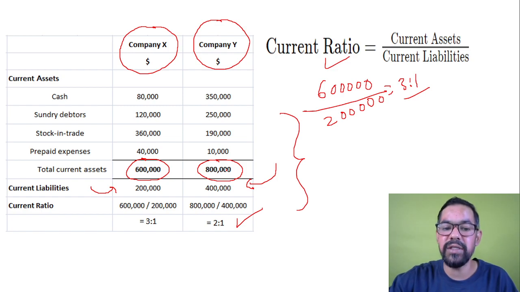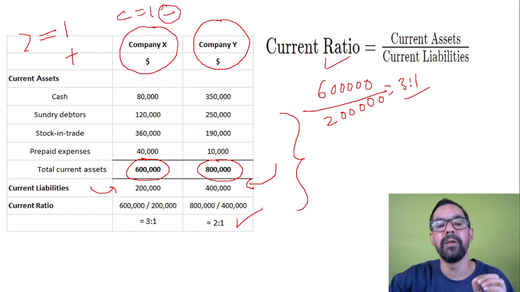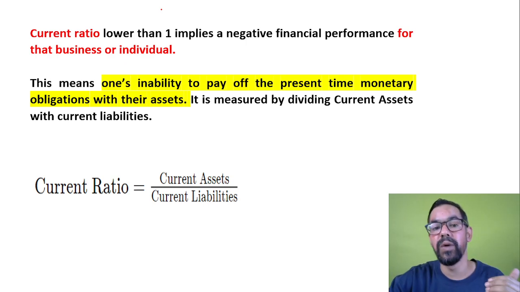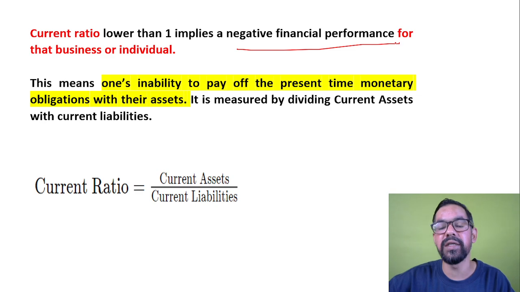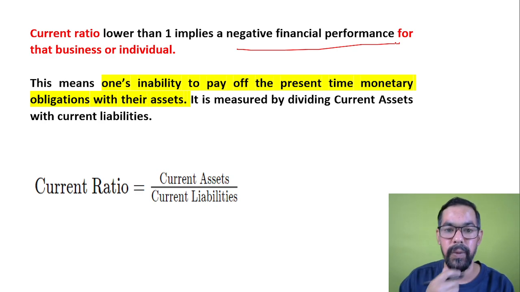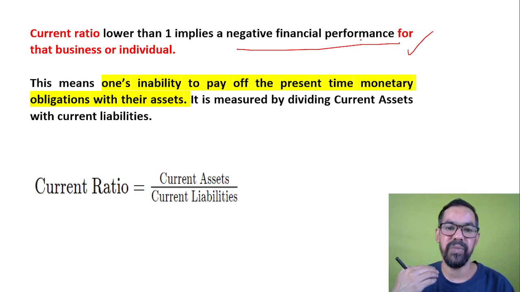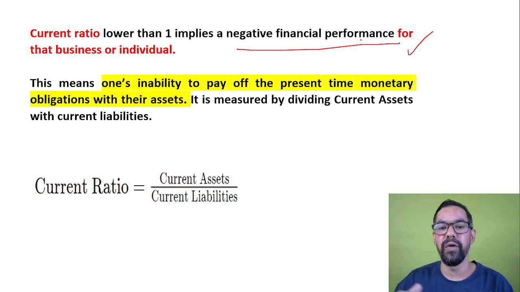Now the implication: if the current ratio is more than or equal to 1, this is a positive side, but if it is less than 1, it's a negative side. If any company's current ratio is lower than 1, it generally represents that the company's financial performance is poor. Whenever you use these ratios for investment purposes or for your business operations, you need to take care of these things.